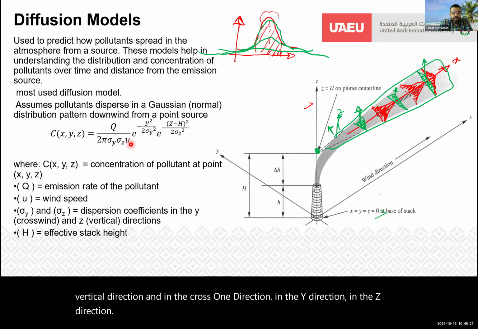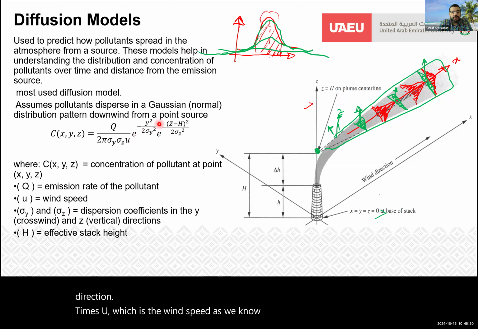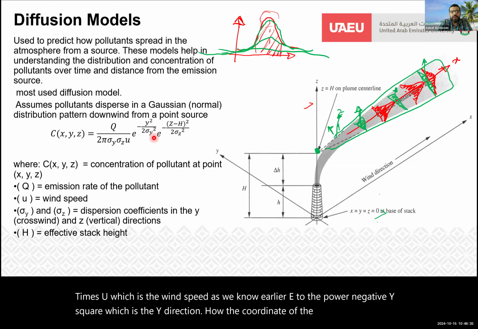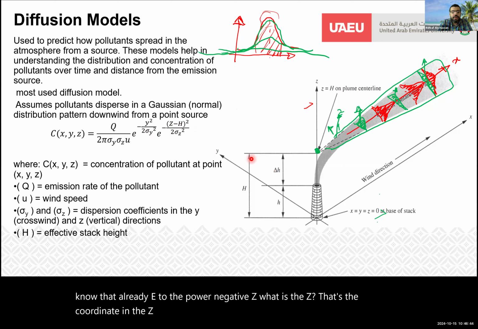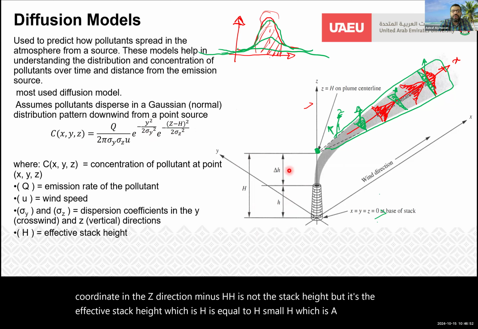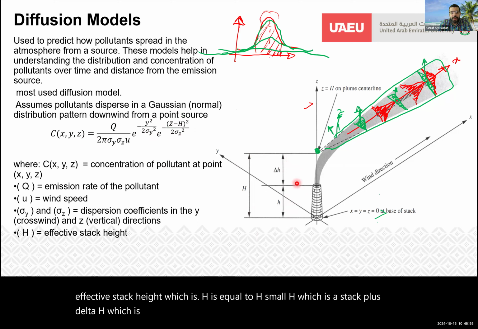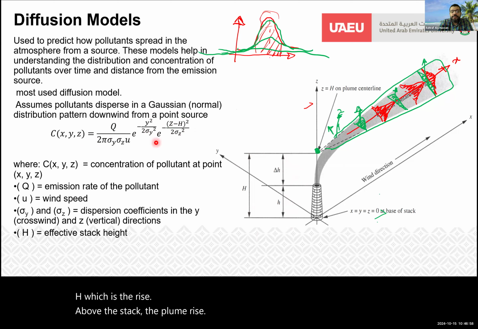Times u, which is the wind speed, as we know earlier, e to the power negative y squared, where y is the coordinate in the y direction, over 2 sigma y squared, so we know that already, times e to the power negative z minus H, where z is the coordinate in the z direction. H is not the stack height, but the effective stack height, which is H equal to h, small h, which is the stack, plus delta h, the rise above the stack, the plume rise, over 2 sigma z squared. Now we know the most important equation that we will use in the diffusion model.